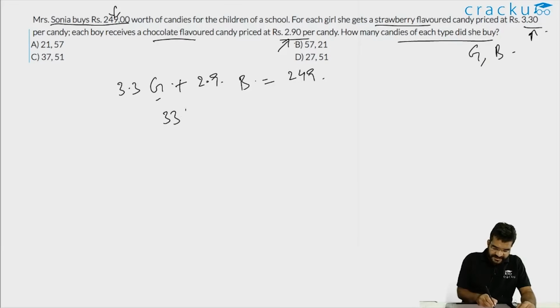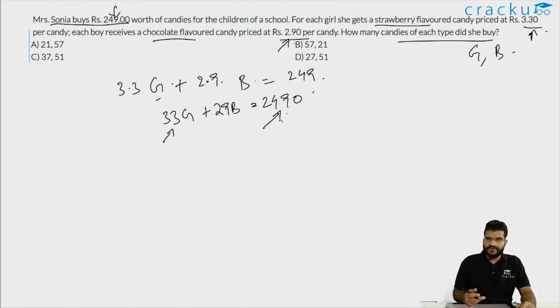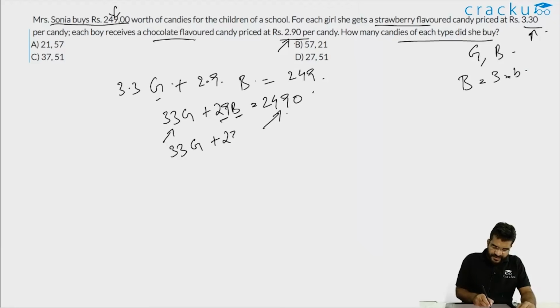So this becomes 33G plus 29B is equal to 2490. Now if you are looking at the coefficients, 33 is a multiple of 3 and 2490 is also a multiple of 3, while 29 is not a multiple of 3. So this would imply that B is a multiple of 3. So let us assume that B is equal to 3 into small b. So if you substitute that in this equation, you will get 33G plus 29 into 3b is equal to 2490. Now we can cancel 3.